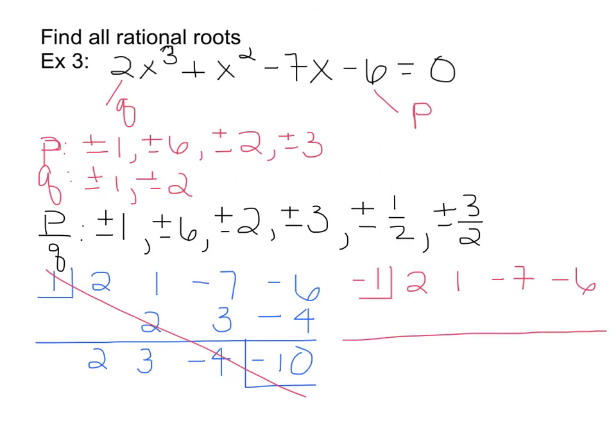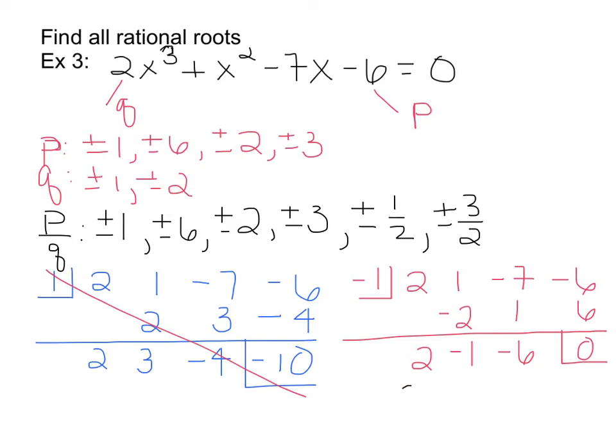Okay, bring down the 2. 2 times -1 is -2. 1 plus -2 gives me -1. -1 times -1 is +1, and -7 plus 1 gives me -6. -1 times -6 is +6, and look, I got a remainder of 0. So one of my possible rational roots is -1.